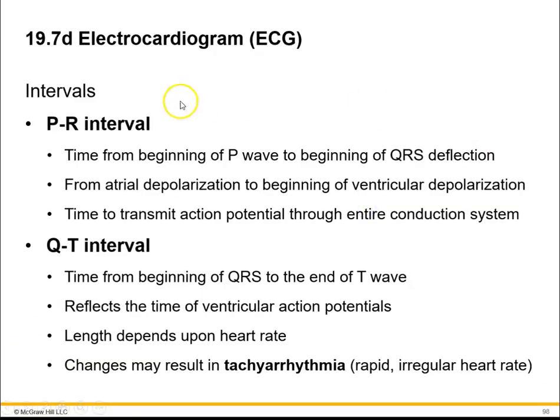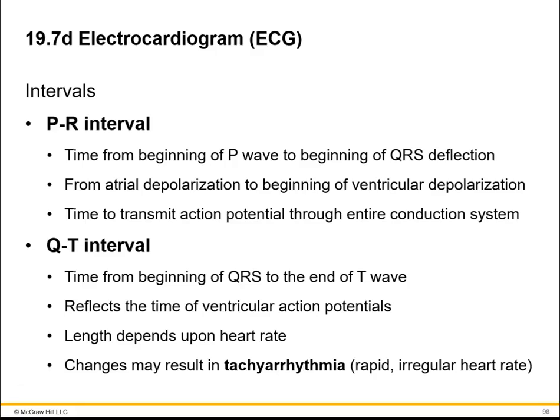Okay, and then you can have intervals. So there's the PR interval and the QT interval. The PR interval is the time from the beginning of the P wave to the beginning of the QRS deflection. And basically what this is showing is from atrial depolarization to ventricular depolarization. And this is the time that it takes to transmit that action potential from the SA node through the entire conduction system. So increases in your PR interval may indicate that you have a problem with your conduction system.